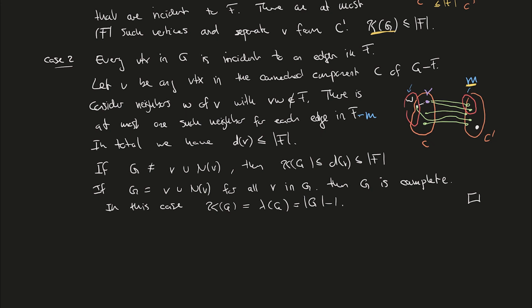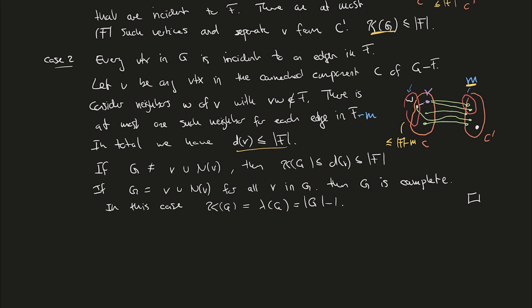Now, V might also have neighbors that are in C, but these have to be connected via edges that are not in F. But we know that each of these vertices in C is also incident to some edge in F. Moreover, this can't be one of the edges that connects V to its neighbors in M. So this collection of neighbors in C has size less than or equal to the size of F minus M. Therefore, in total, V has at most the size of F neighbors if we combine both collections.